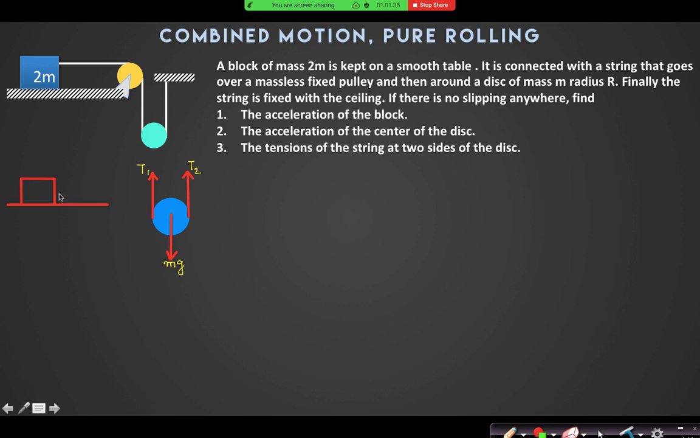Yes. So I can say that this 2m block, we are pulling this 2m block with the tension T1. Now the tension is the same as that of this one, right? This is an ideal pulley, you can assume. This is an ideal pulley. So this is T1, this is 2m.